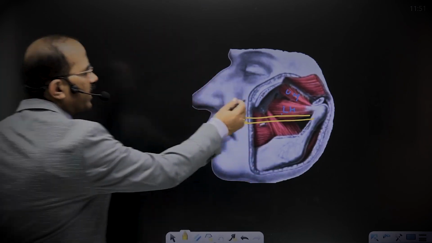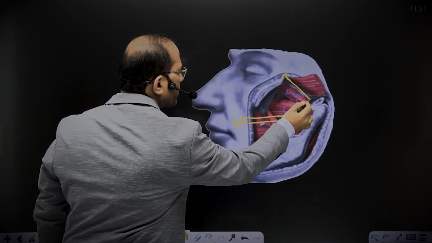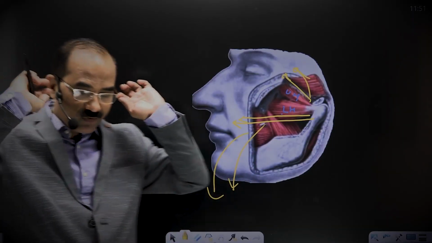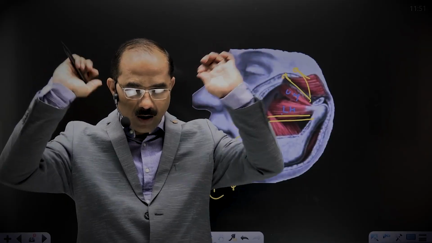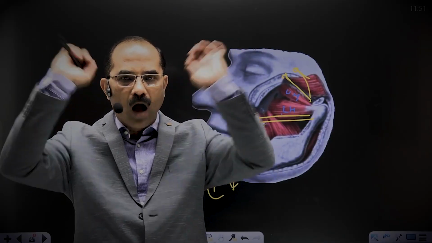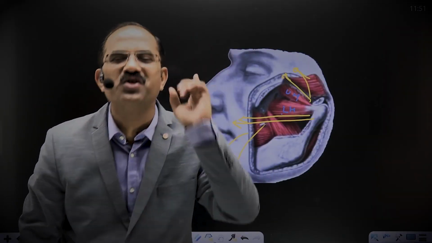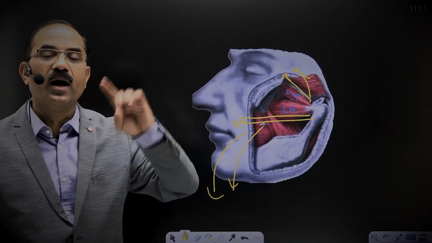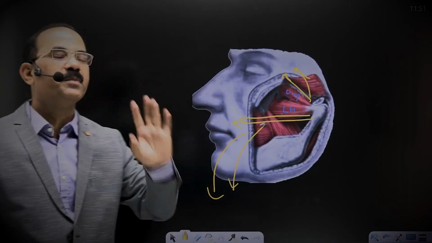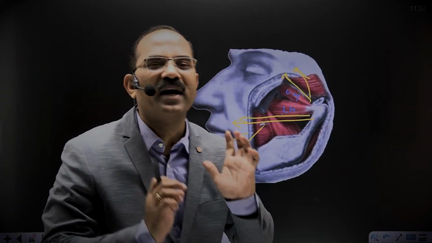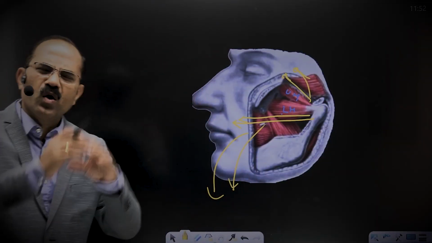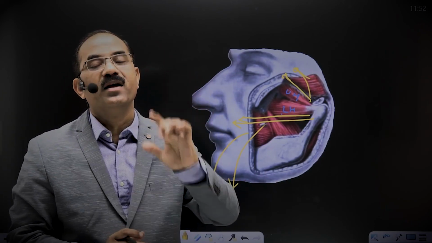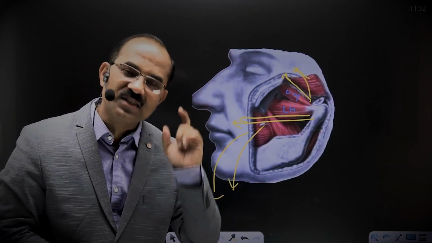And the upper head of lateral pterygoid, when it contracts upwards, the jaw goes down. That's depression of the mandible. So lateral pterygoid has got two heads, upper head, lower head. Upper head does depression of the mandible. The lower head does protrusion of mandible. Remember, students, all the muscles of mastication cause elevation except lateral pterygoid, the upper head of lateral pterygoid, which causes depression of the mandible.